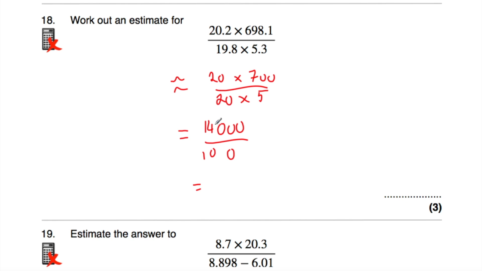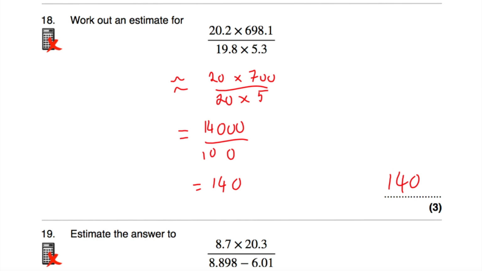So now if we do 14,000 divided by 100, we're going to take off 2 zeros, so that'll leave us with 140, and that's it. So my estimate for this calculation would be 140. And just out of interest, I'm going to get my calculator and work it out and see what the answer would actually be. 20.2 multiplied by 698.1 over 19.8 times 5.3 is equal to 134.3779 and so on. So that's pretty close.